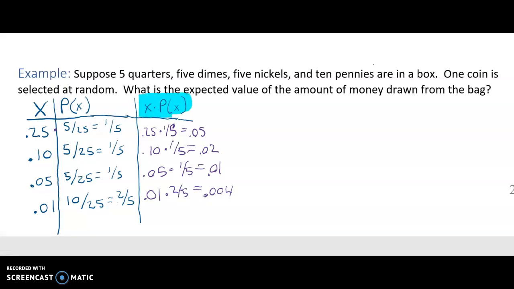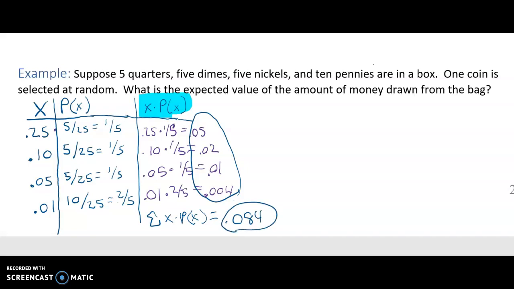To get the expected value, we are going to find the sum of all of the numbers we got in this column. So the sum of our x's times their probabilities will be the sum of all these numbers right here. And we'll come up with 0.084, which is 8.4 cents. Or you can write it as $0.084. That's the expected value to be drawn from the bag.